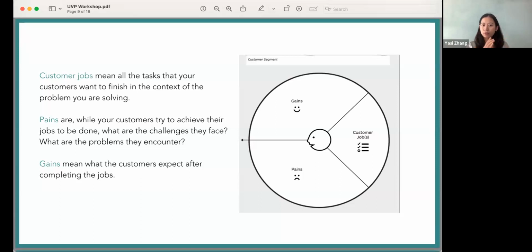So ideally, we start with identifying the target audience and then understand their pains and gains and jobs to be done, okay? First, we understand their jobs to be done. Jobs to be done, or we call it customer jobs in this template, means all the tasks that your customers want to finish in the context of the problems you are solving, okay? And the pains are, while your customers try to achieve their jobs to be done, what are the challenges they face? What are the problems they encounter? And the gains mean what the customers expect after completing the jobs, okay?